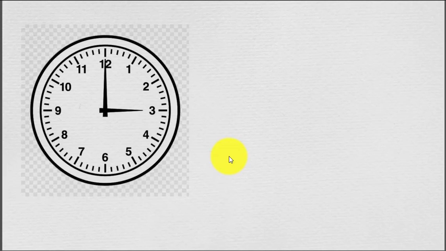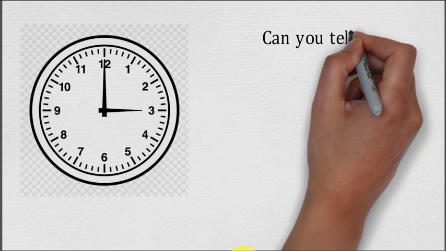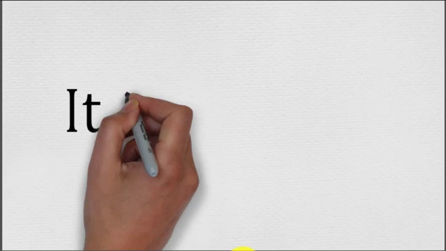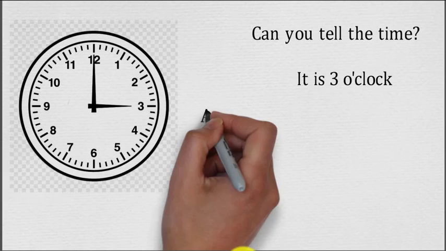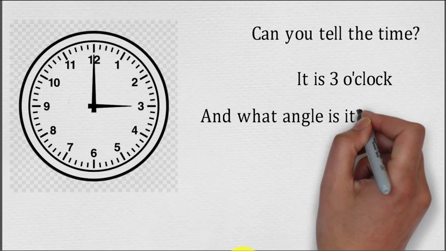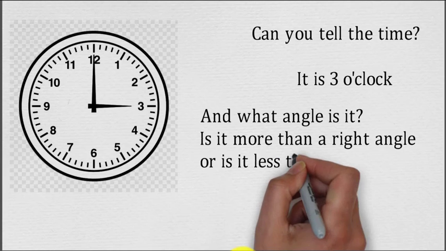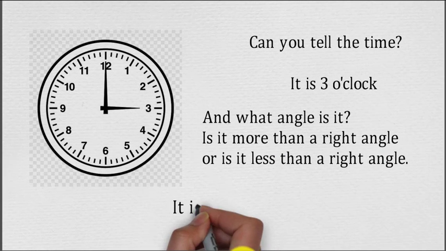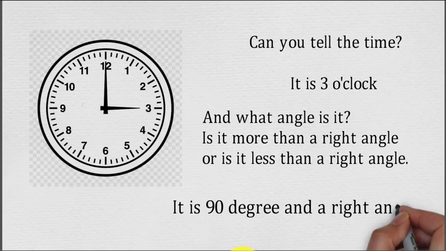Okay, now let us look at this clock. The time is what? Can you tell the time? Yes, it is 3 o'clock. So what angle is it? Is it more than a right angle, or is it less than a right angle? What is your answer? It is 90 degrees, you know, a right angle.